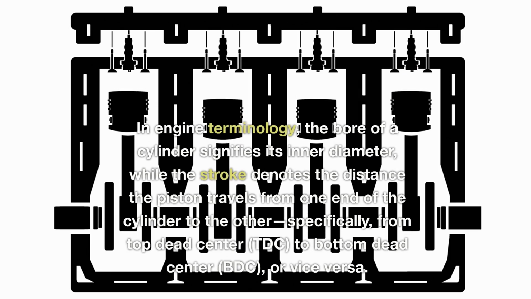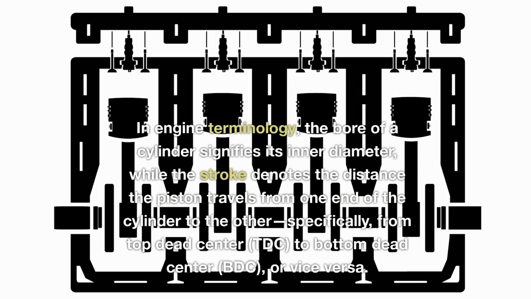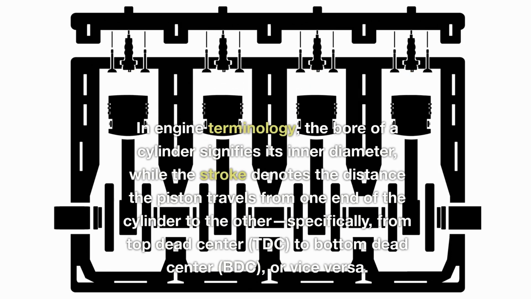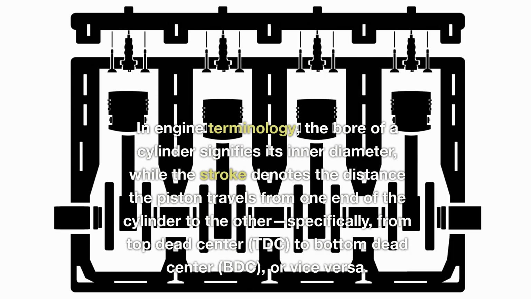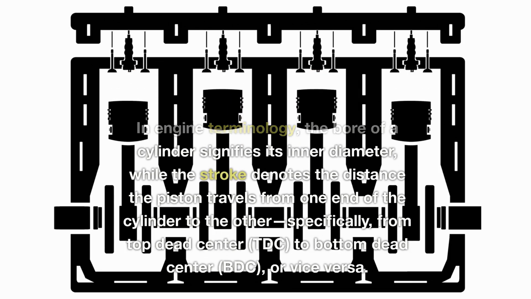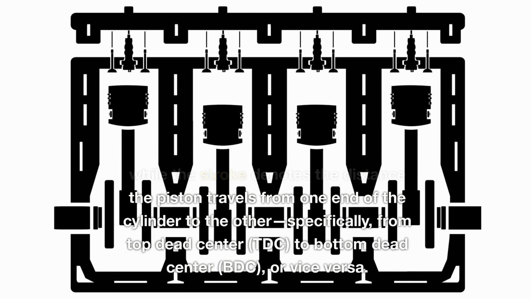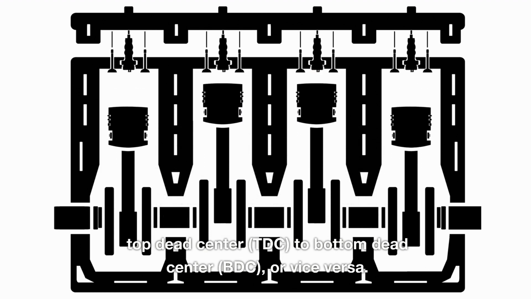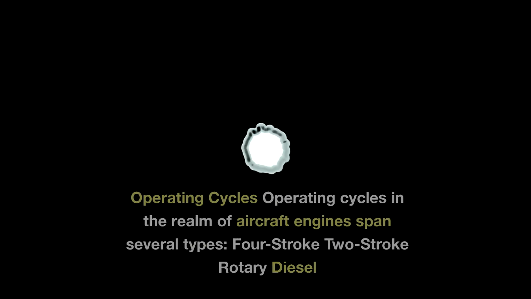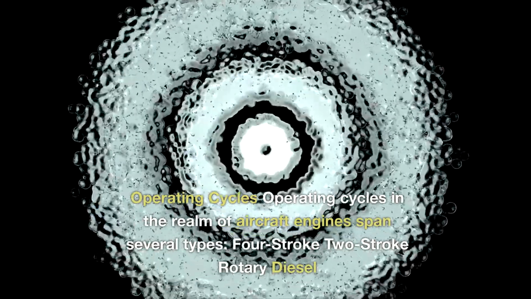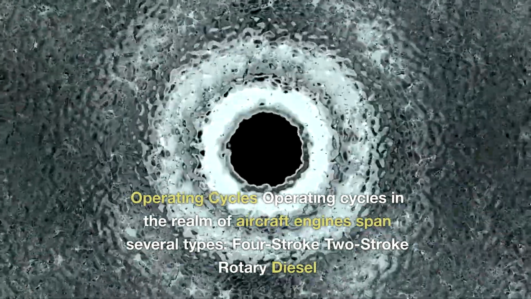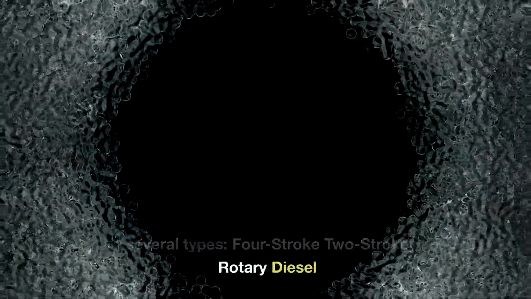In engine terminology, the bore of a cylinder signifies its inner diameter, while the stroke denotes the distance the piston travels from one end of the cylinder to the other, specifically from top dead center, TDC, to bottom dead center, BDC, or vice versa. Operating cycles in the realm of aircraft engines span several types: four-stroke, two-stroke, rotary, diesel.